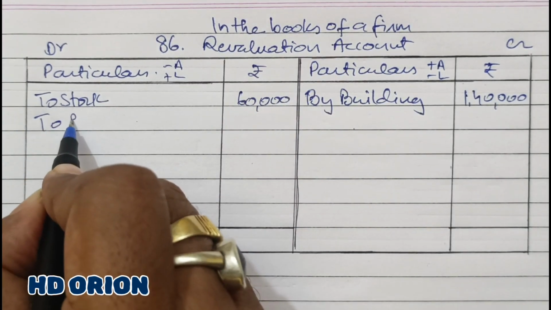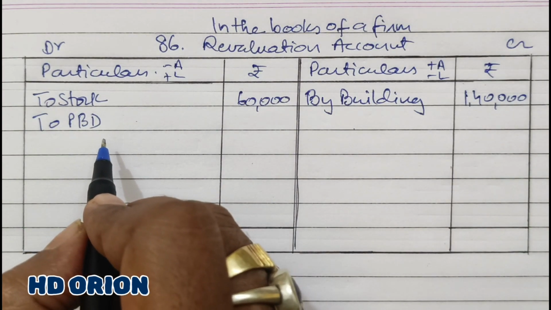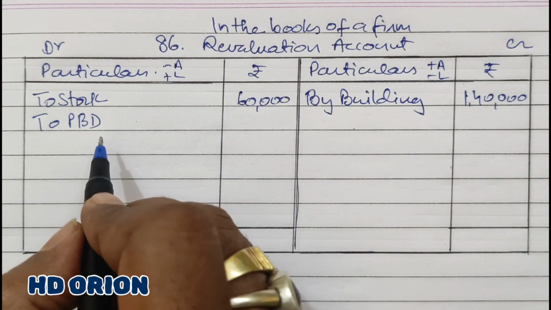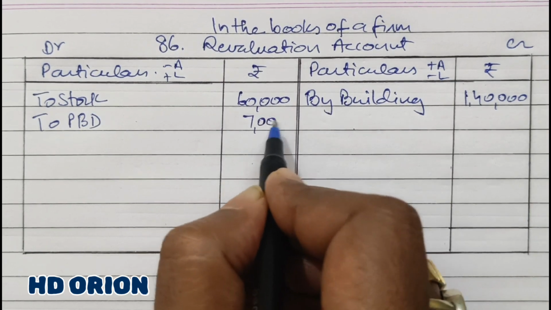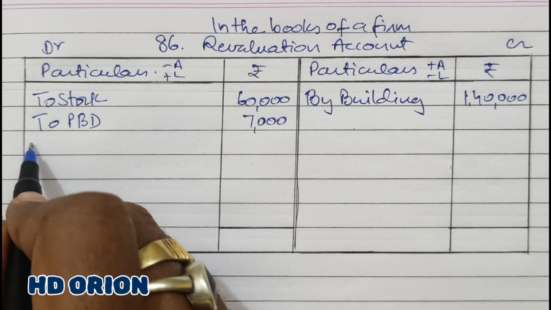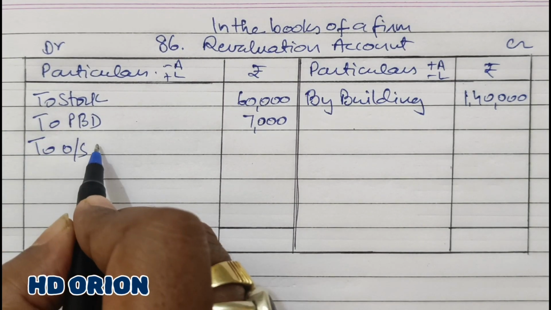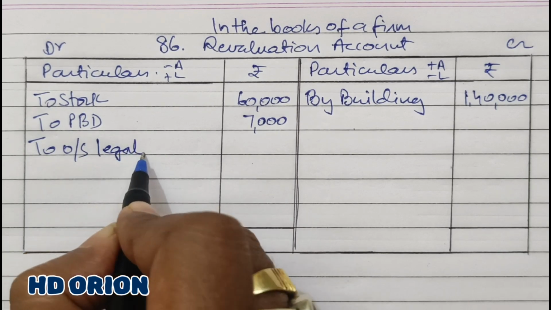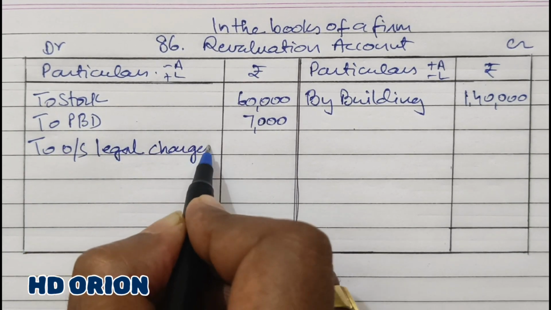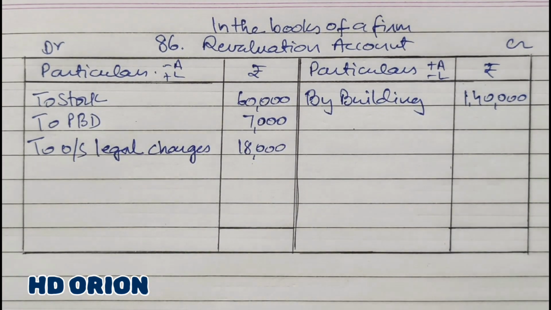Then provision for bad and doubtful debts is to be increased to 10,000. So 3,000 is already there, and we will increase it by 7,000 so that it is 10,000. Then there is a provision to be made for outstanding legal charges of rupees 18,000. That's it.